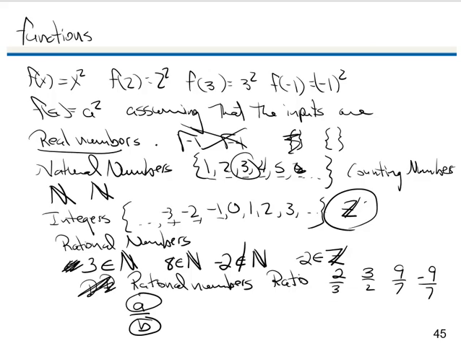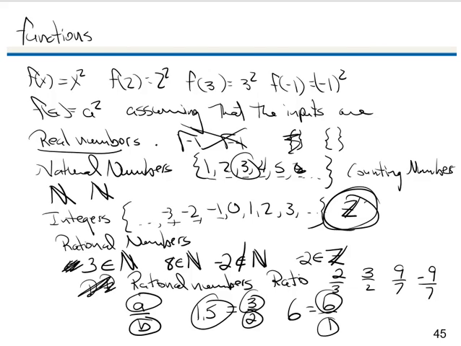So for example, 1.5 can be expressed as 3 over 2, and both 3 and 2 come from Z. So 1.5 is called a rational number. And 6 is a rational number because it can be expressed as 6 over 1. So any of these numbers are rational. We say 6 is equal to 6 over 1. Both 6 and 1 are in Z, so 6 is also a rational number.